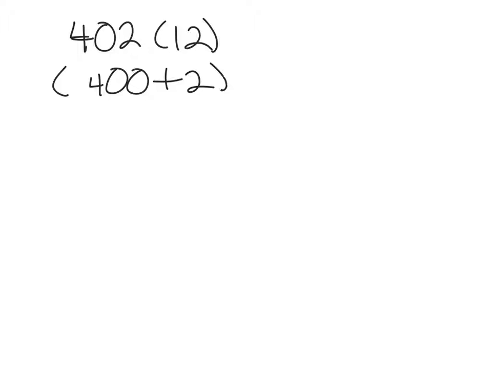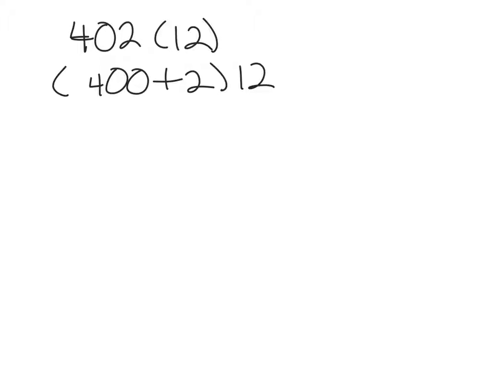Okay, so here's another example. Let's do 402 times 12. So let's think about this. How could we use the distributive property to make this multiplication easier to do? Maybe you're saying I could break the 12 up into 10 and 2. That would work. I could also break the 402 up into 400 plus 2. So both of those are options. Let's go with the second one. Let's try breaking 402 up into 400 plus 2.